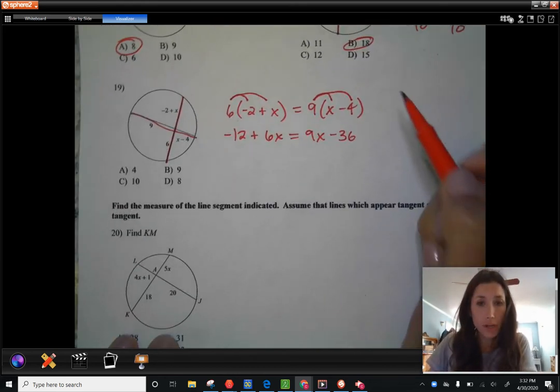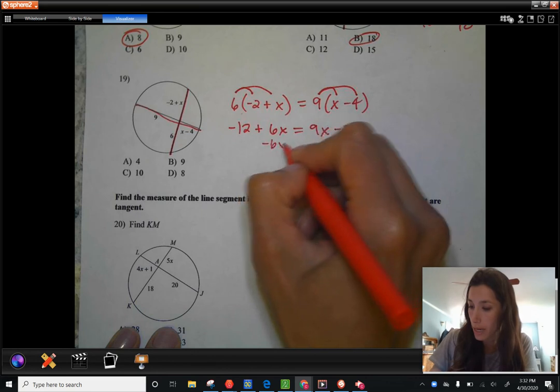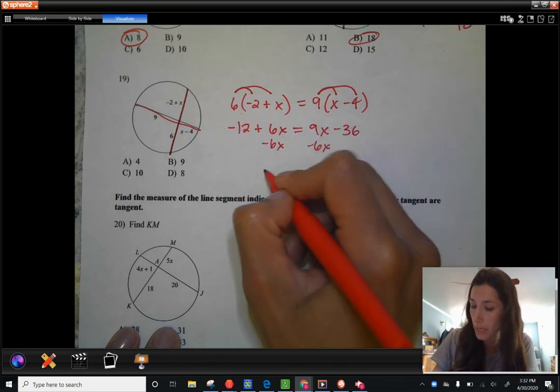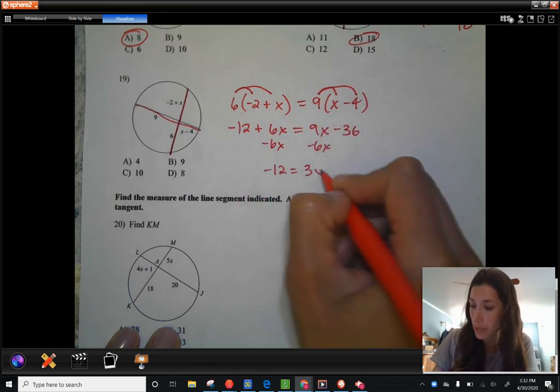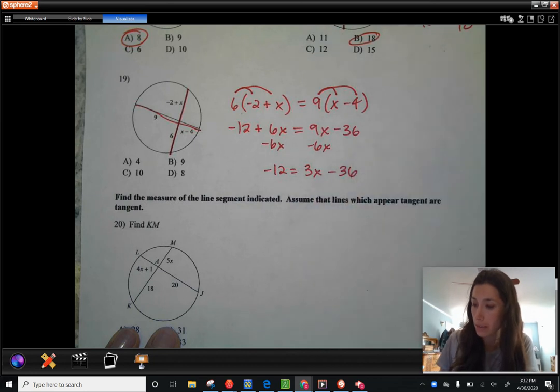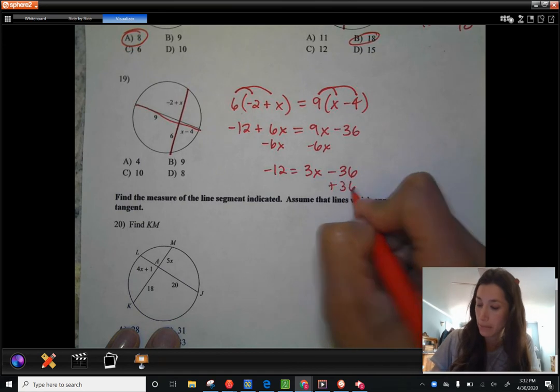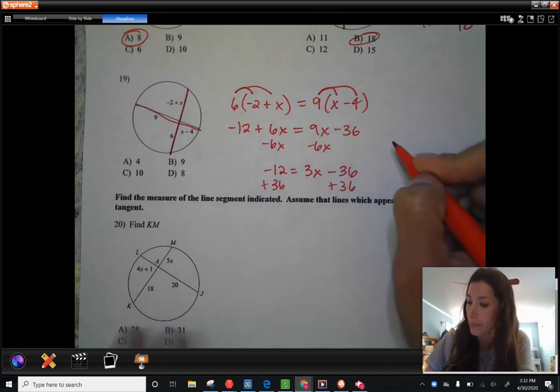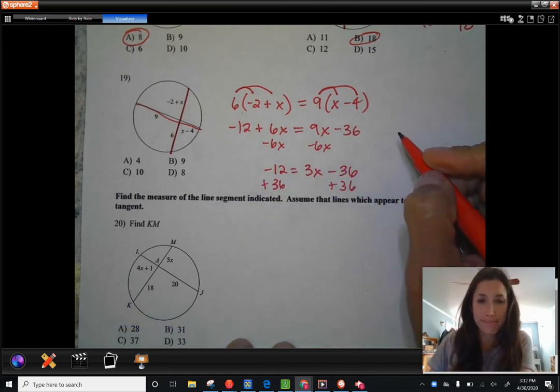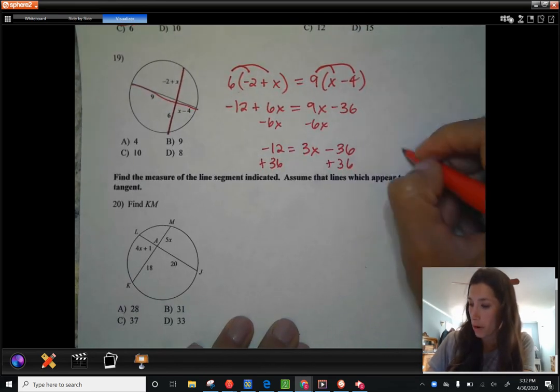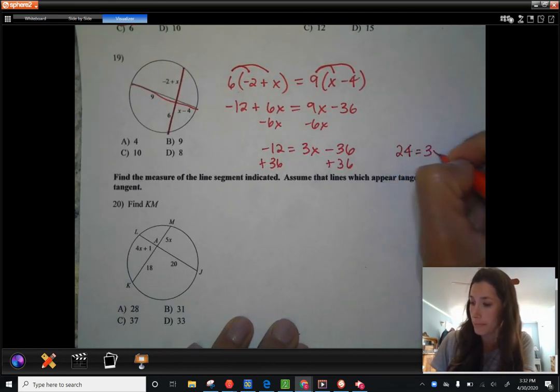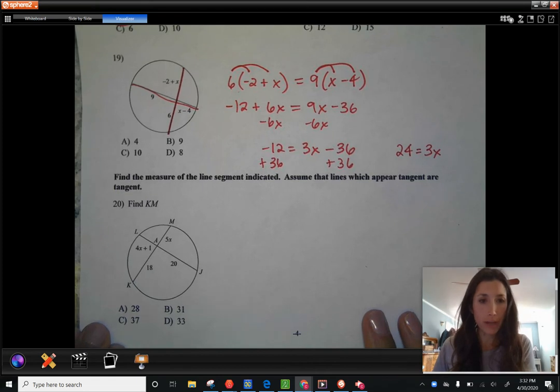So from here, we're just solving for x. So we could subtract a 6x on both sides. Negative 12 equals 3x minus 36. Add 36 to both sides. And then divide by 3. So that should be 24 equals 3x. And I'll let you finish that problem.